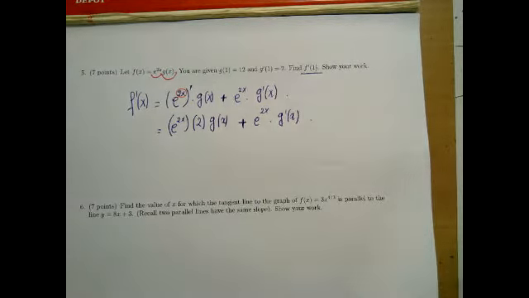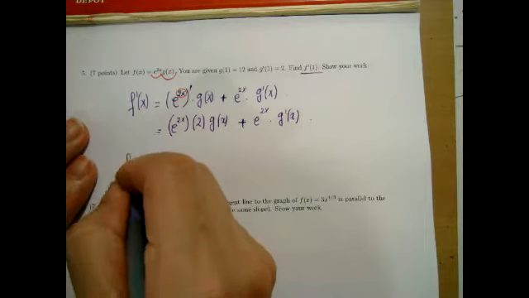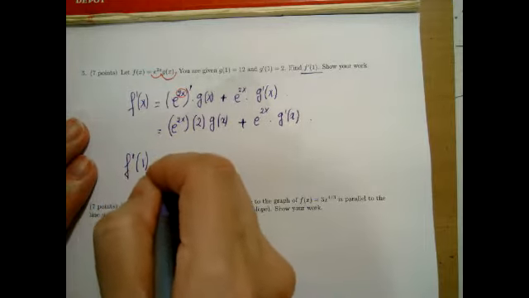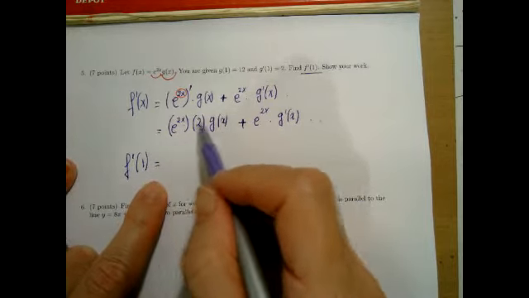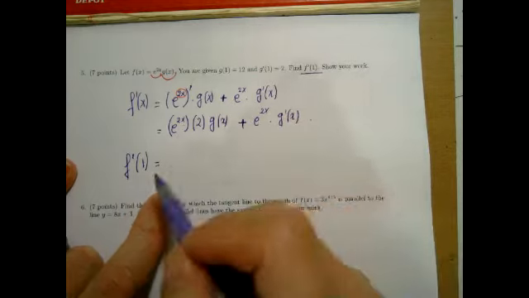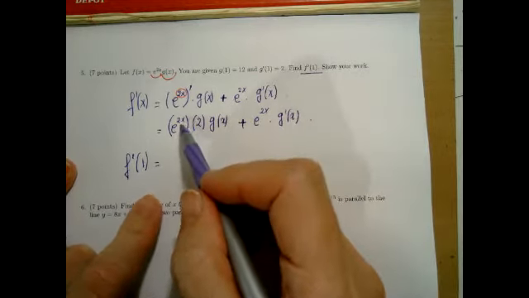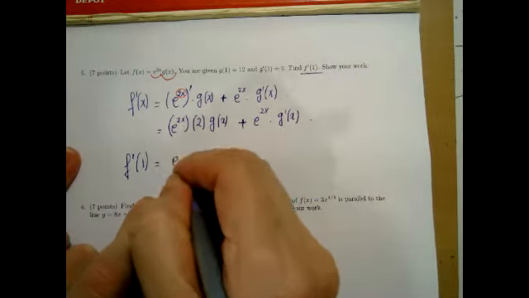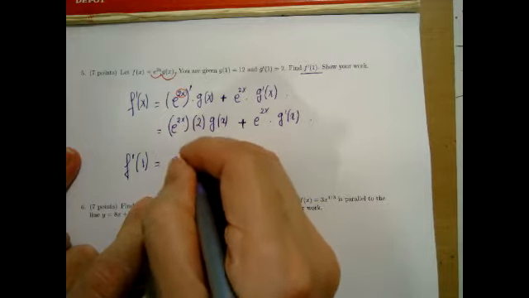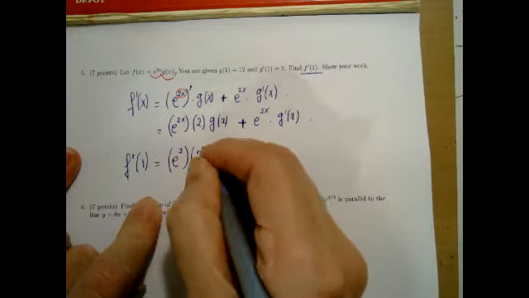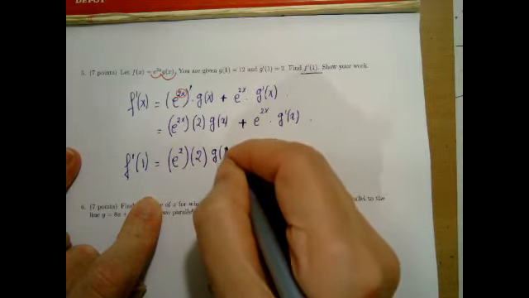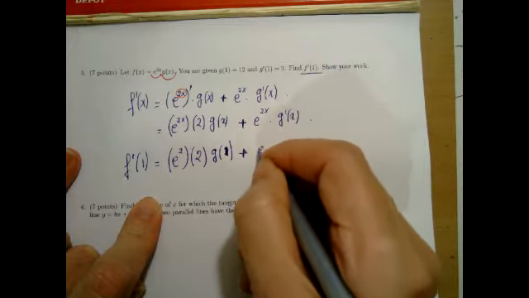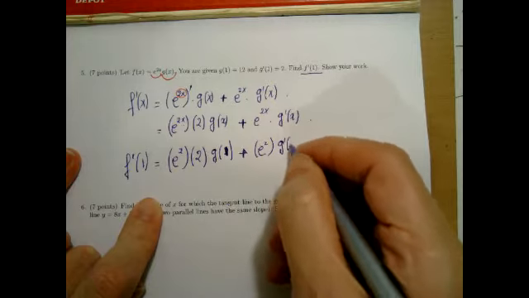Now I need f prime at 1. Means I need x to be 1. So if x is 1, it means I have to plug in 1 for x everywhere there is x. I don't pick and choose. Everywhere there is an x, I plug in 1. So it's going to give me e to the 2 times 1, that's e squared, times 2, g of 1, plus x is 1 times g prime of 1.